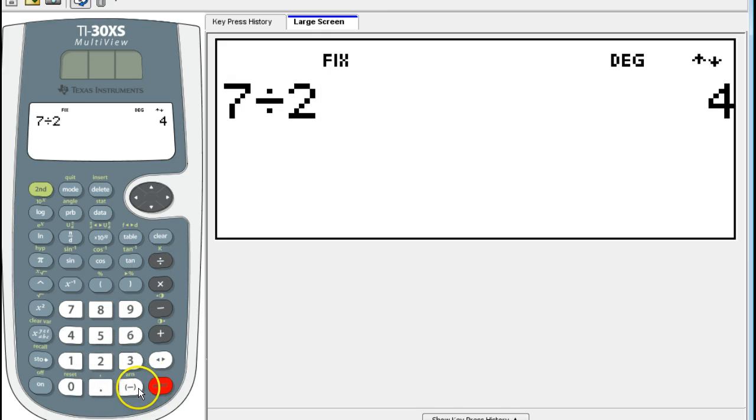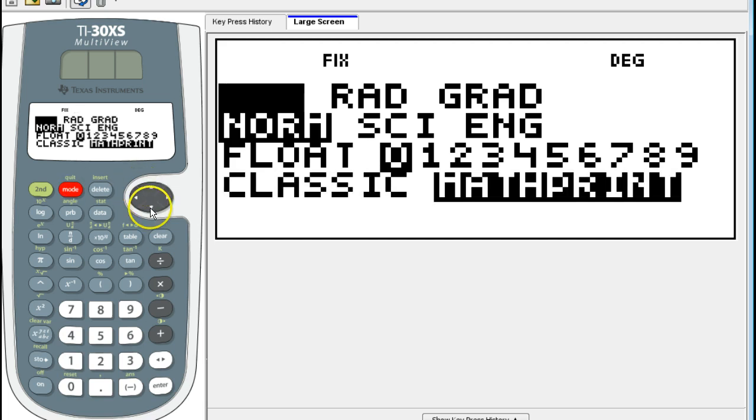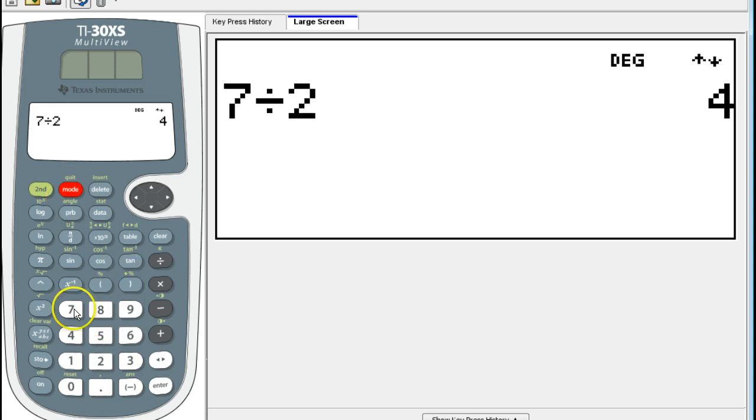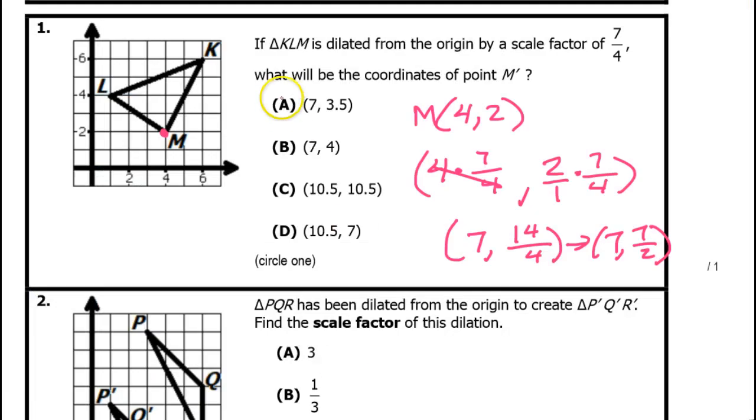All right, so, wait, why is that giving me, oh, this must be set to give me whole numbers for some reason. All right, glad we fixed that. So let's try that again, 7 divided by 2. Okay, so anyway, the answer to that one is going to be A.